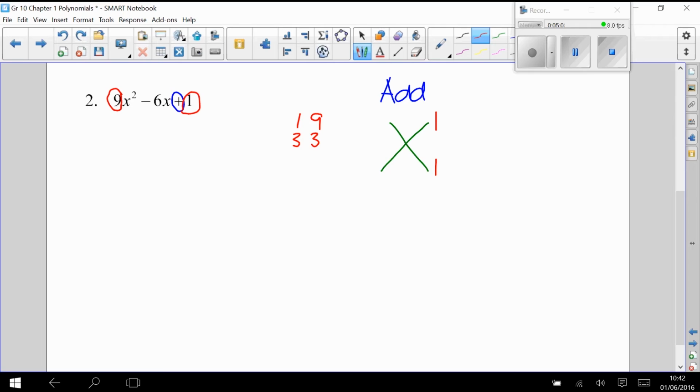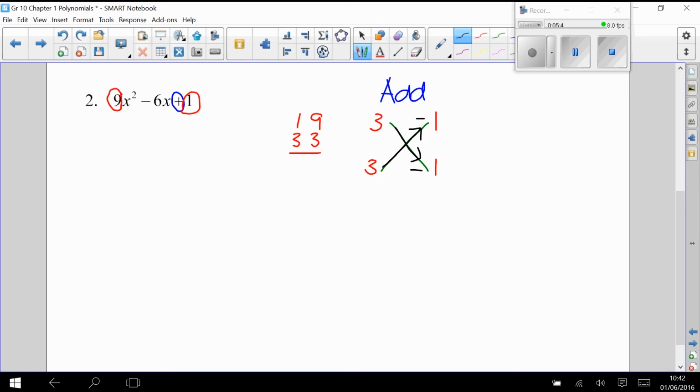But now I have to add my numbers together and get 6, which means that I'm going to use the 3 and 3 option, because when I cross, I get 3 and 3, and 3 and 3 definitely makes 6. But I wasn't adding plus numbers, I was adding minus numbers, because my answer isn't just 6, it's minus 6. So I must have minuses both in my first factor and my second factor.